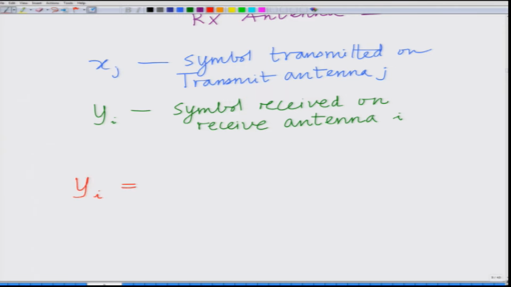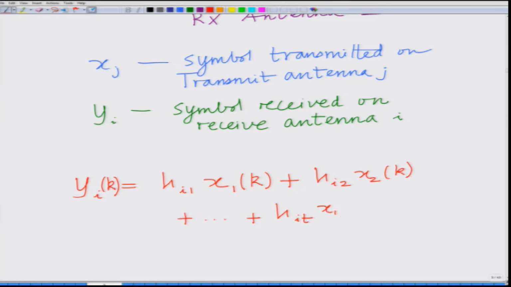Yi at time instant k equals Hi1 times X1k plus Hi2 times X2k, that is the symbol transmitted on transmit antenna 2 at time instant k, plus, since there are T transmit antennas, HiT times XTk plus Vi of k.